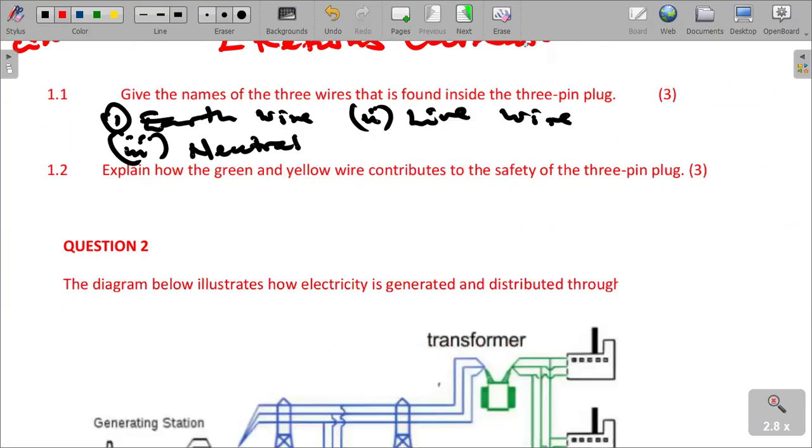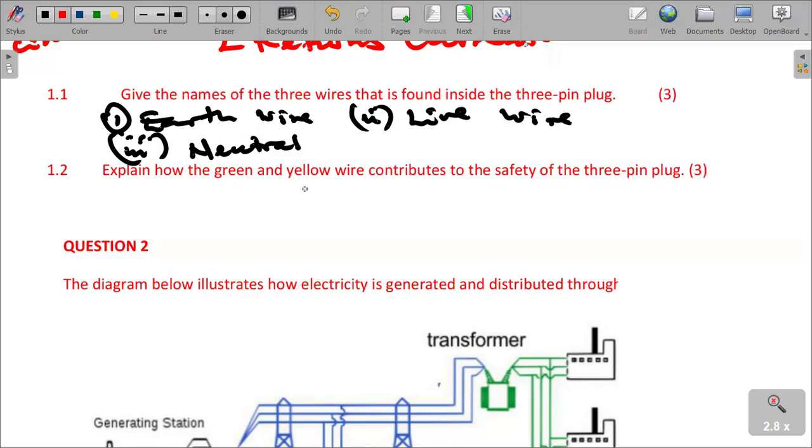So question 1.2 is saying, explain how the green and yellow wire contribute to safety of the 3-pin plug. Here, what we need to understand is that we have got a 3-pin plug. We say the green and yellow wire, what is it? It is the earth wire. This is the earth wire.